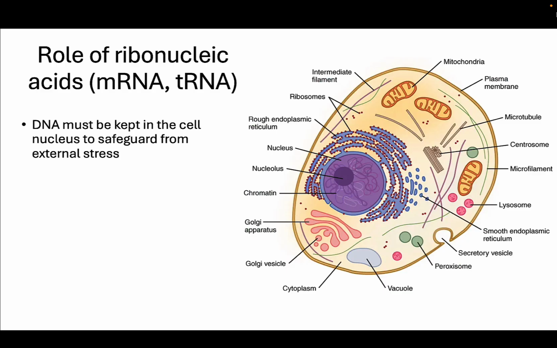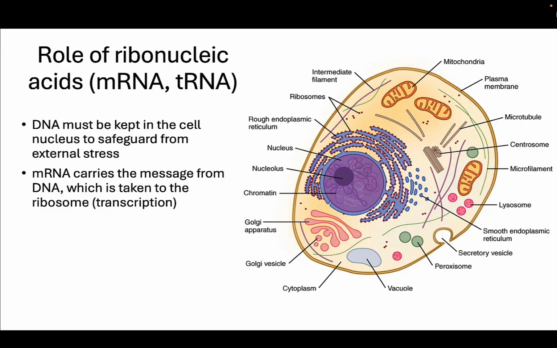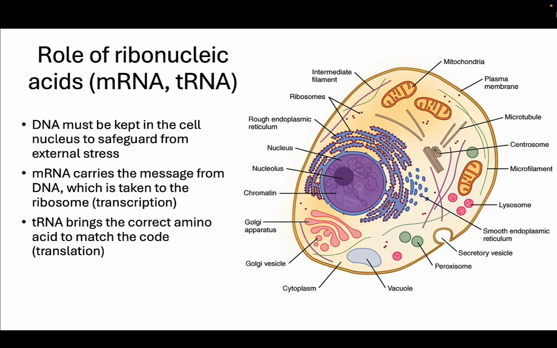Finally, right, this doesn't all happen in one place. We carry the information away from the nucleus where the DNA is safeguarded. The mRNA carries the message from the DNA to the ribosome, so that's out of the nucleus into the cell. There's more space and more ability to create the proteins there and then eventually export them. tRNA is responsible as well for bringing the correct amino acid to match the code, and this is the central dogma of biology.